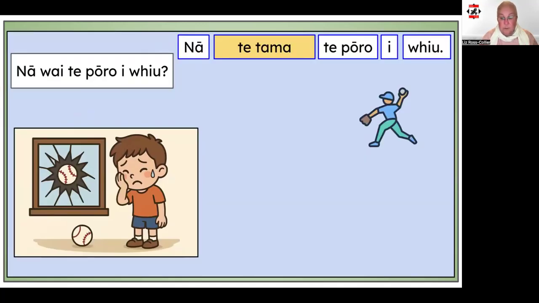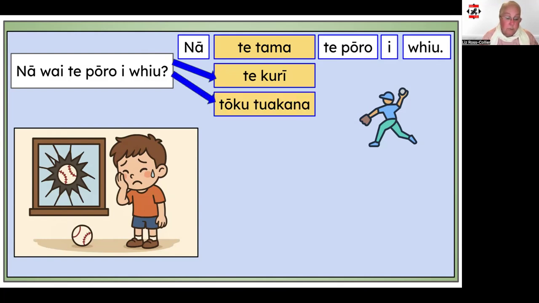Here's our first example. The question here is, nā wai te pōro i whiu, who threw the ball? Let's think of some possible answers. We've got the obvious one, nā te tama te pōro i whiu, but let's get creative here. The boy might say the dog did it. Nā te kuri te pōro i whiu. Or nā tōku tuakana, my older brother. He might use a person's name. Nā Piripi te pōro i whiu.